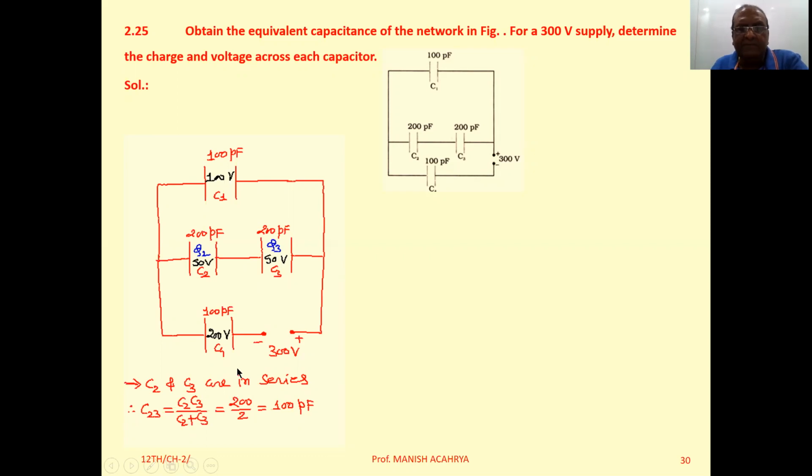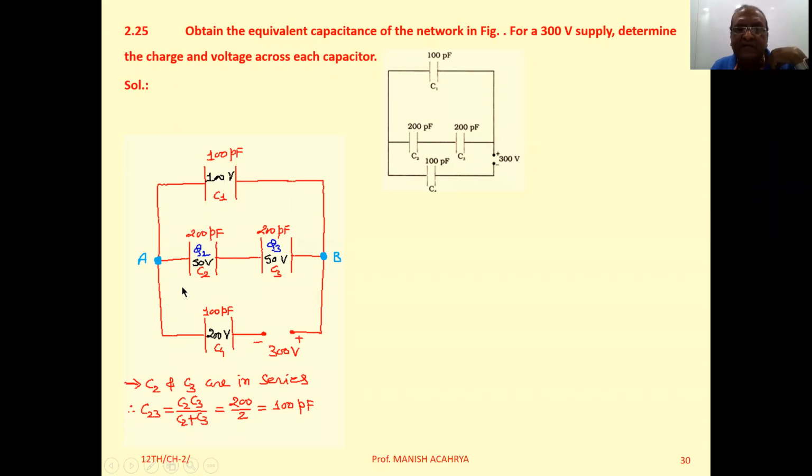So at present, just concentrate your mind to calculate the equivalent capacitance. Let's simplify the circuit step by step. First of all, between the points A and B, these two capacitors C2 and C3 are in series.